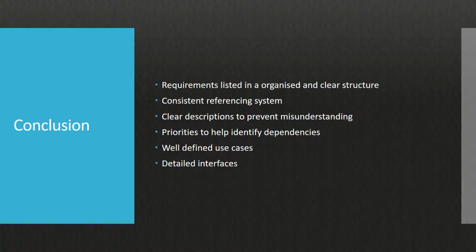In conclusion, the document has listed all the requirements in an organized and clear structure. The requirements contain a consistent referencing system to help with cross-referencing, clear descriptions to ensure there is no misunderstanding or confusion, priorities to help identify dependencies, and sources to ensure traceability. Additionally, it contains well-defined and clearly written use cases and a detailed interfaces description. The document has been written with a high level of quality and has successfully communicated the software requirements of the project.